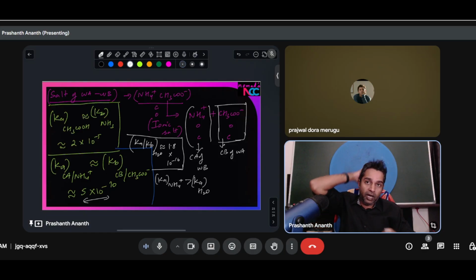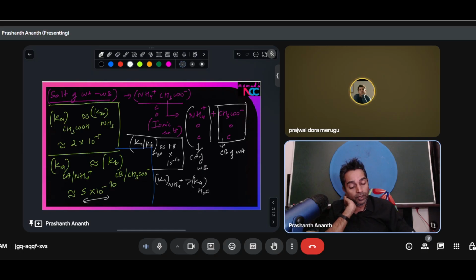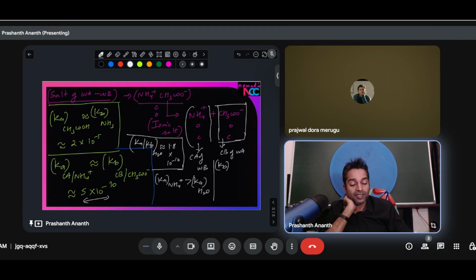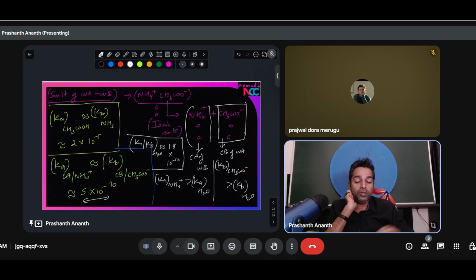So if I'm going to be now connecting these two over here, my Ka of NH4 plus is going to be greater than Ka of water. At the same time, my Kb of CH3COO minus is also greater than Kb of water. What do these two particular pieces of information inform us? This tells us that this is stronger than water as an acid. And the other one is going to be the stronger base.